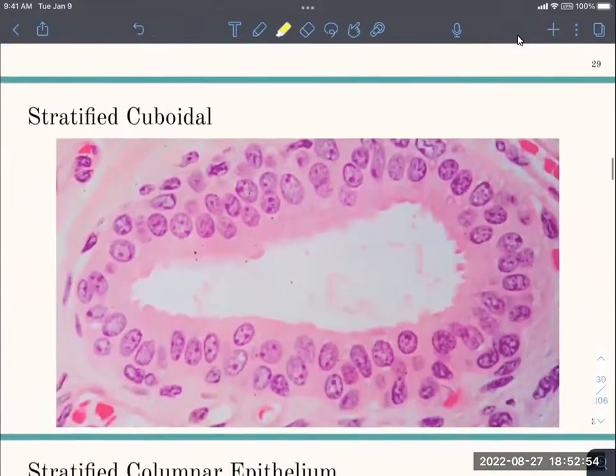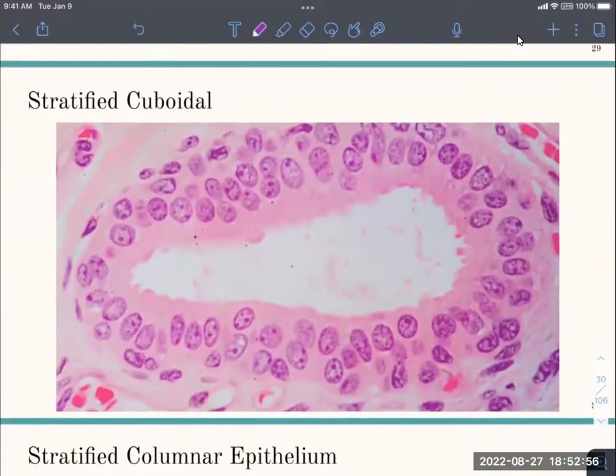So here's our simple cuboidal. You can kind of tell it's cuboidal. If you look, here's one cell, here's another cell. The nuclei are sometimes the best way to decide what kind of cell this really is. Here's another one, here's another one. I look at the ones where these nuclei are literally right on top of each other.